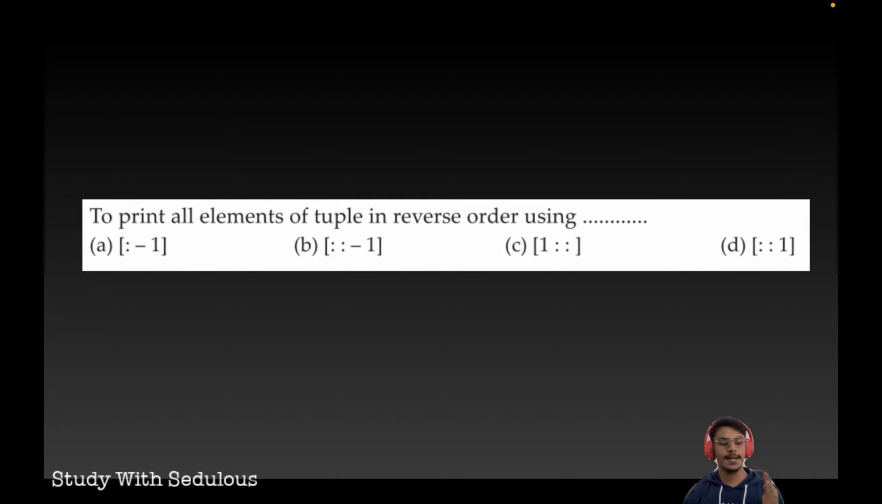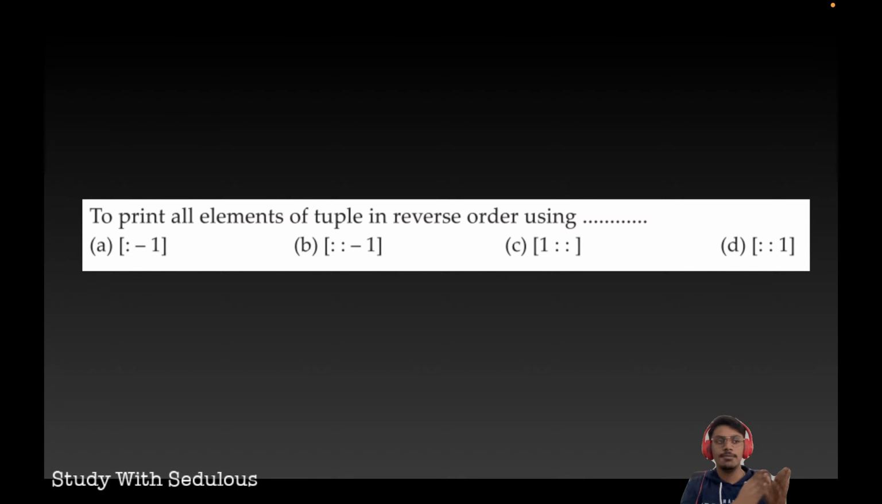It's part of slicing. This means we'll be beginning from the first, ending at the last element, and then the step value is minus 1. What is step value? It will be iterated in that order. Minus 1 means it will start from the last element and go to the first element. So the answer should be B.